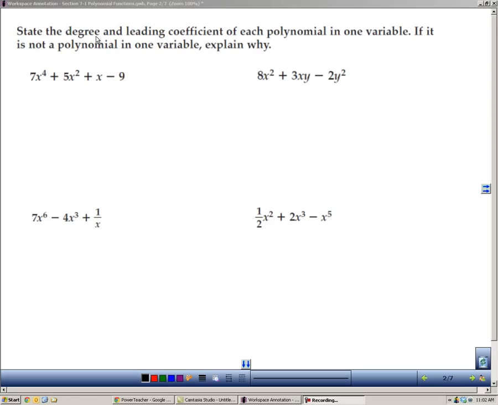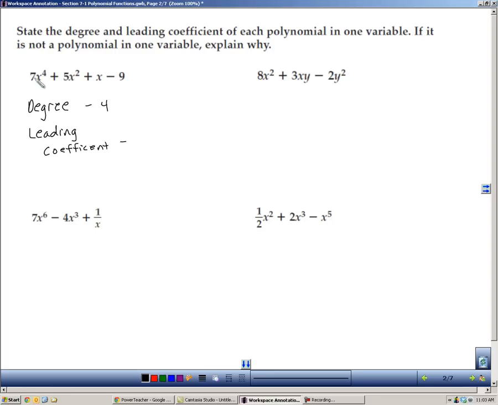Here we're asked to find the degree and the leading coefficient of these, and if they're not a polynomial, to explain why. Well, this one is a polynomial. The highest exponent is a 4, so we'll say the degree is 4. The leading coefficient is the number that comes in front of the first term, the highest exponent term, so the leading coefficient is a 7.